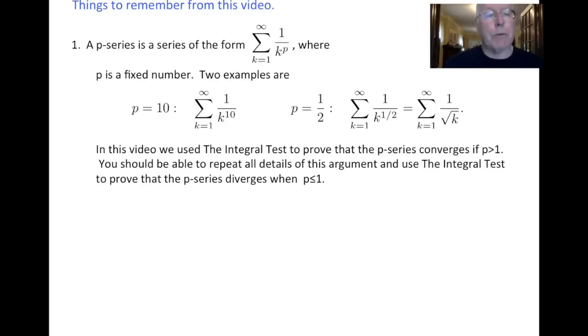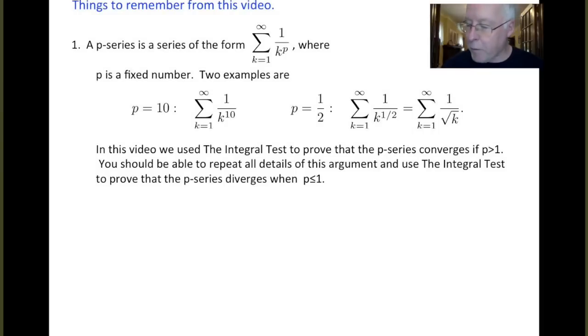Okay, things to remember from this video. In this video and the last one, we talked a little about the so-called p-series. A p-series is a sum of the form summation k equals 1 to infinity 1 over k to the p, where p is a fixed number. So two examples of this are if p equals 10, we'd have sums of reciprocals of 10th powers, and if p equals 1/2, we'll have sums of reciprocals of square roots.